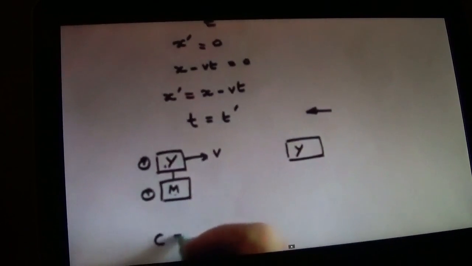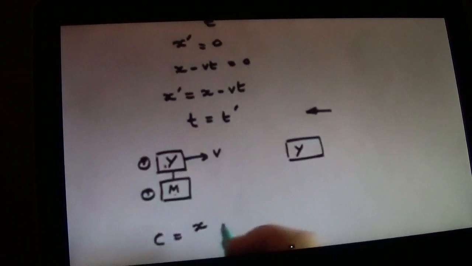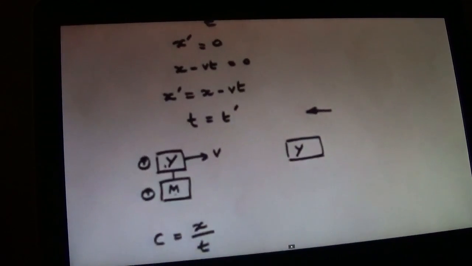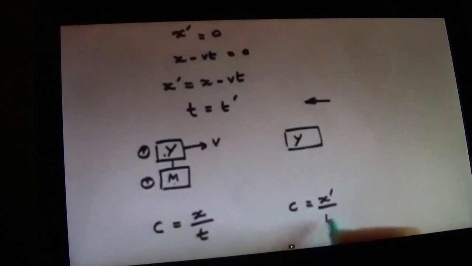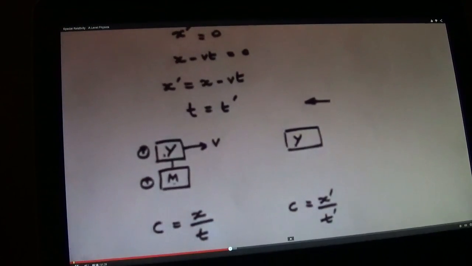And I will say that the speed of light is the distance travelled divided by t, and you will say that the speed of light is x prime divided by t prime, because we are each measuring.